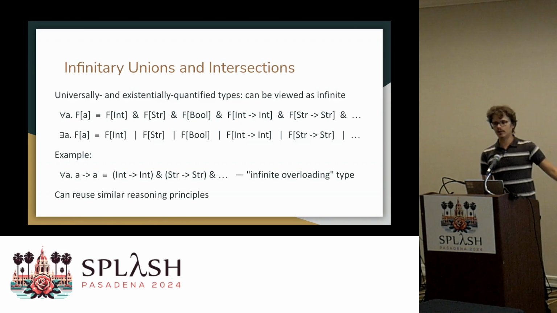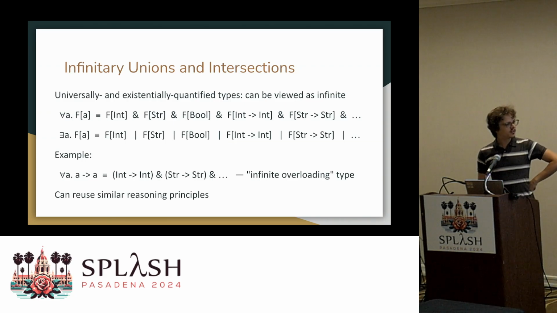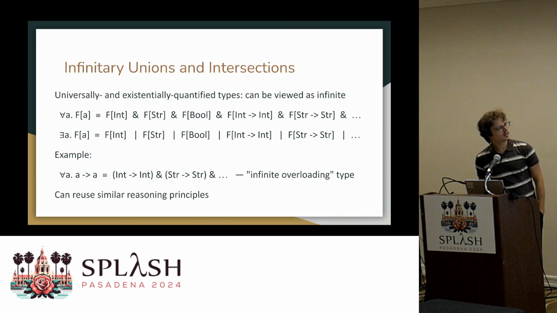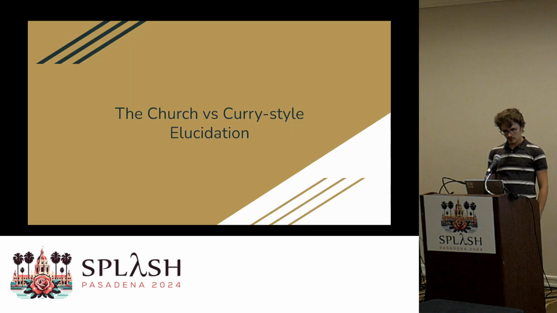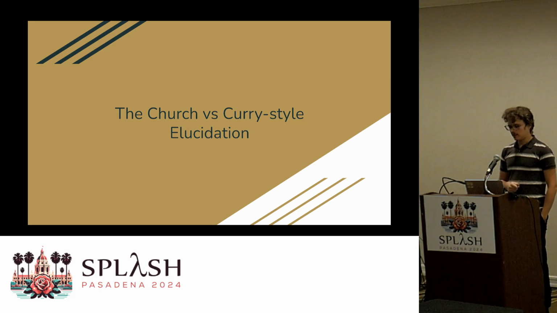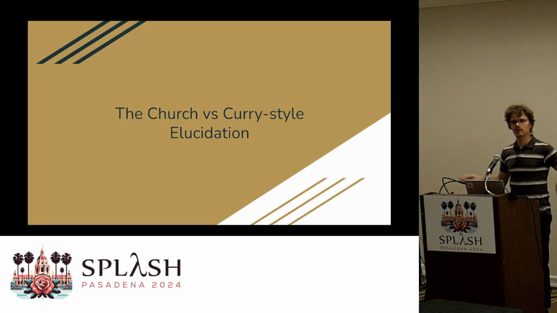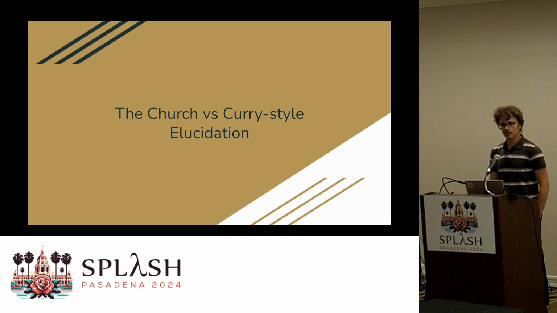And the neat thing about this is that you can use the same reasoning principle that you use for normal unions and intersections and lift them to the infinitary setting most of the time, right? Okay, so finally I come to the meat of the talk, which is my argument that you can elucidate the difference between these different distributivity rules as the divide between Church and Curry-style semantics.